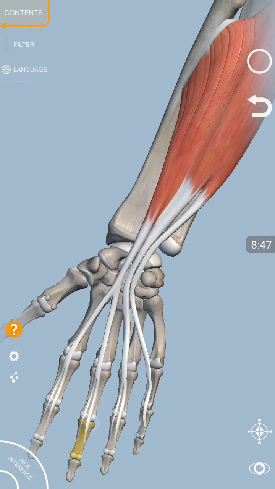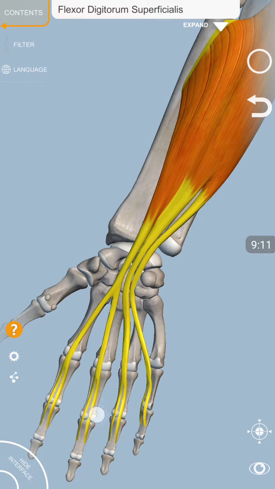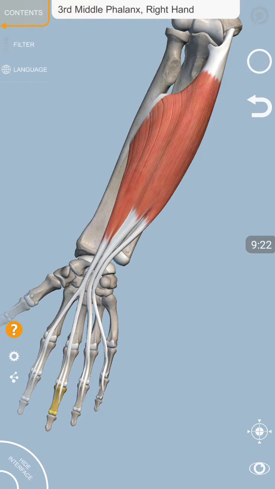Look closely, zoom in. This is dividing into 2 slips, and those 2 slips get attached one on either side of the middle phalanx. So distal phalanx, middle phalanx, proximal phalanx. Here you can see these 4 tendons are dividing into 2 further slips, and those 2 slips are attaching themselves onto the middle phalanx on either side. So this was flexor digitorum superficialis.